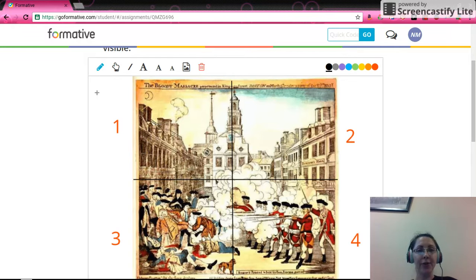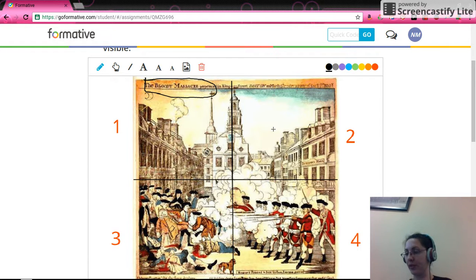I see at the top, it says Bloody Massacre. So I'm going to select my pencil tool and I'm going to circle that. This language is very particular. It's trying to make me think that this image is a bloody massacre. It's something very serious and deadly.